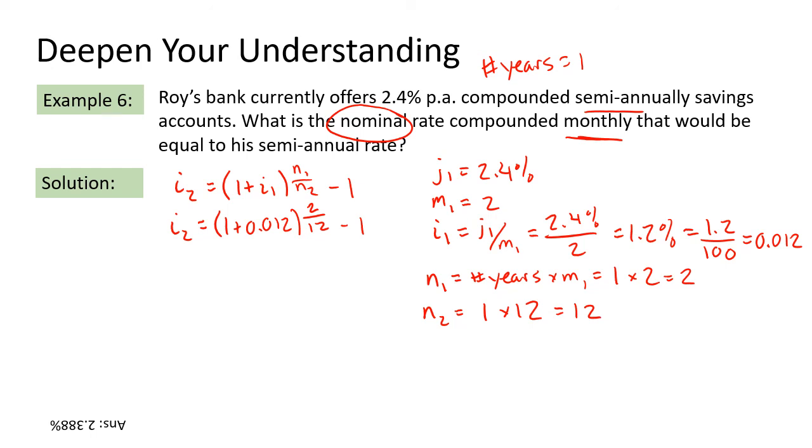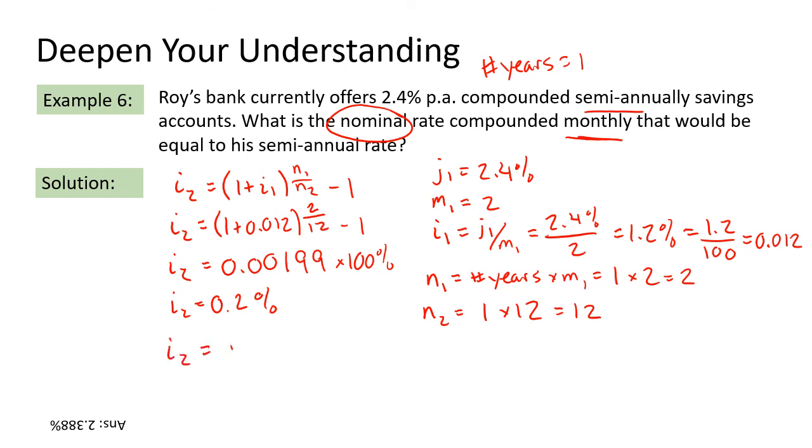If you calculate this out, you get I2 is actually equal to 0.00199. Converting that to a percentage, times 100, you will actually get a value of 0.2%. That's just rounding it. So again, this is a periodic interest rate. We have to convert it to a nominal interest rate.